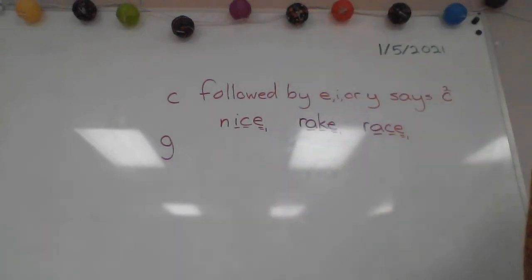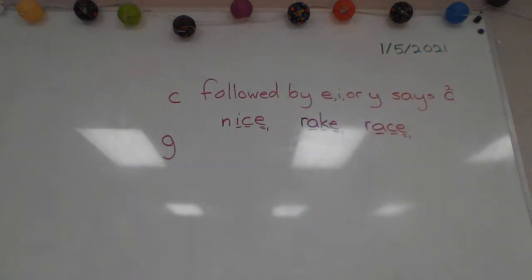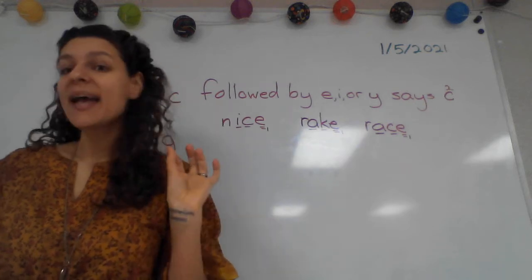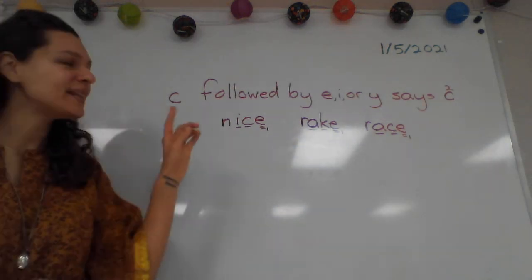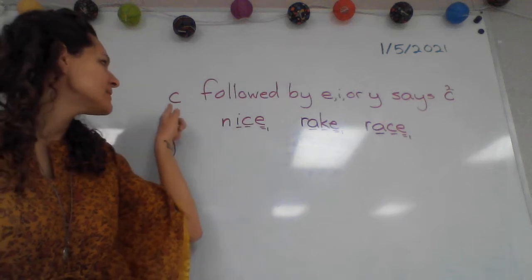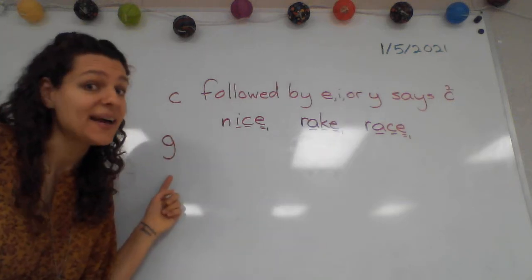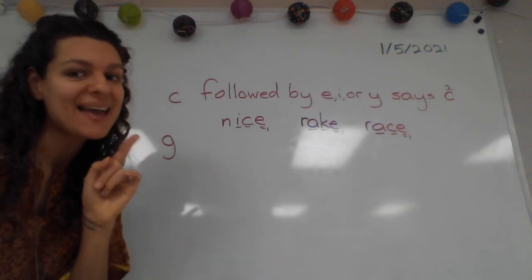Good. Now our G rule, this one will take a little bit less time because it's almost exactly the same. There's one word that's different. All right, that's our C rule. Our G rule is G followed by E, I, or Y may say J. All right, say that with me so that it's exactly the same except we put may say instead of says. This C has to say its second sound if E, I, or Y comes after it. This one, it doesn't. It just can. All right, so our rule is G followed by E, I, or Y may say J.